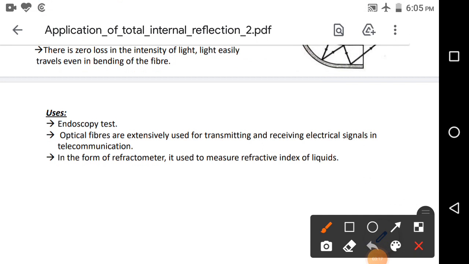Okay, optical fibers are extensively used in transmitting and receiving electrical signals in telecommunication by converting the electrical signal into some form of light energy by using a suitable transducer. And third one is in the form of refractometer. This is used to measure the refractive index of liquid.